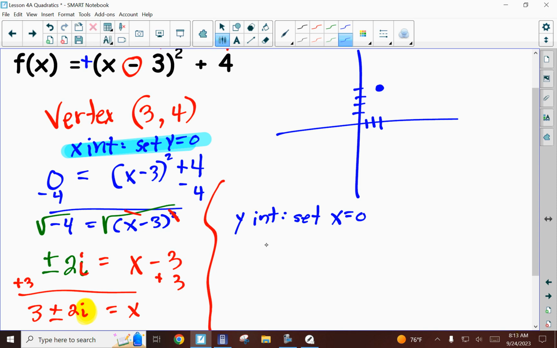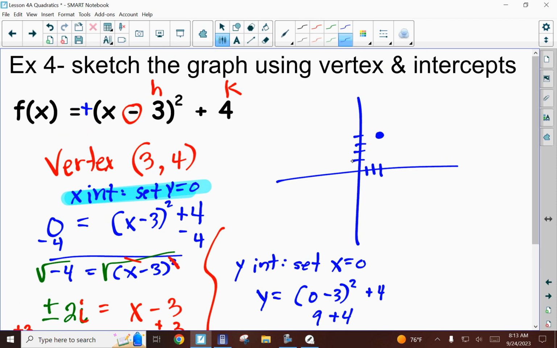So this question is going to say y equals 0 minus 3 squared plus 4. 0 minus 3 is, what is that? Negative 3. And then if I square that, that's going to be positive 9. And you can do all that in the calculator, but that's going to tell you that the graph crosses the y-axis at 13. So we'd have to draw a dot right here. That's 4, 5, 6, 7, 8, 9, 10, 11, 12, 13.